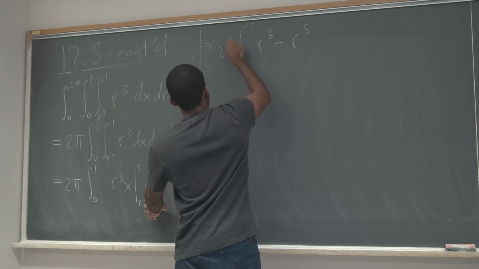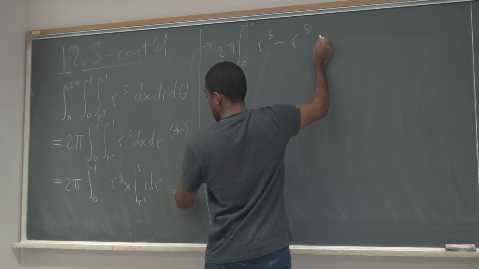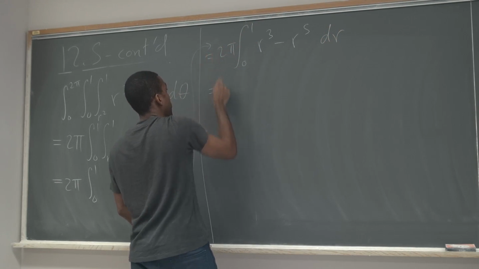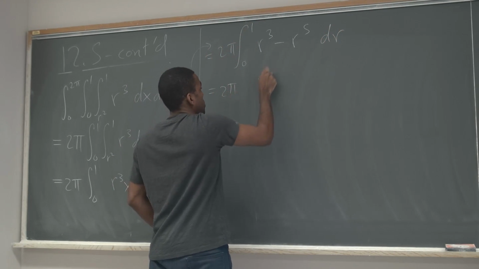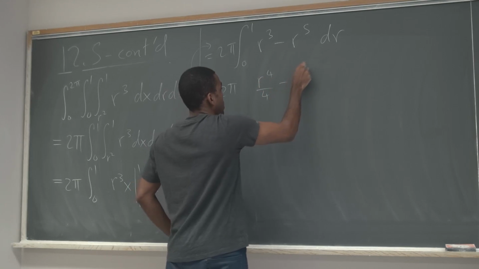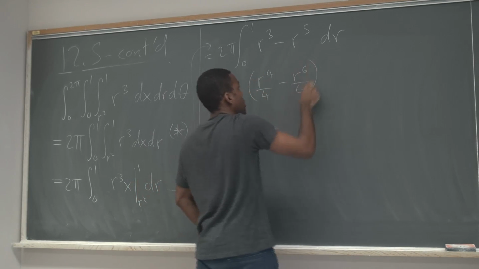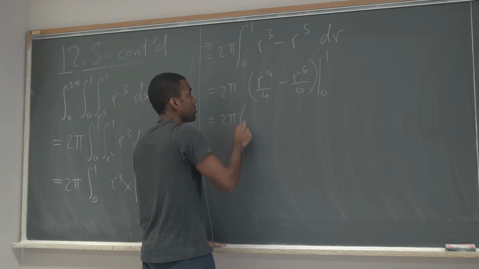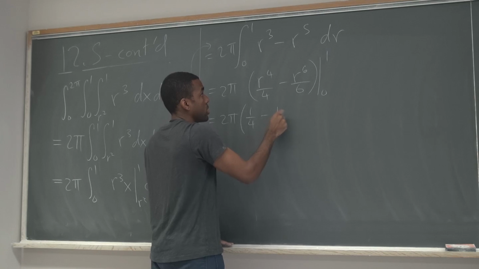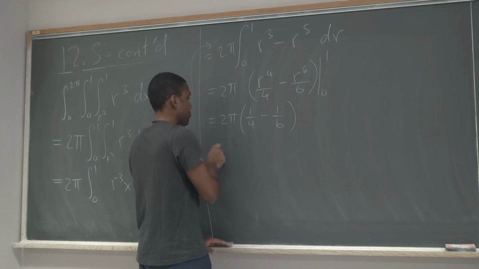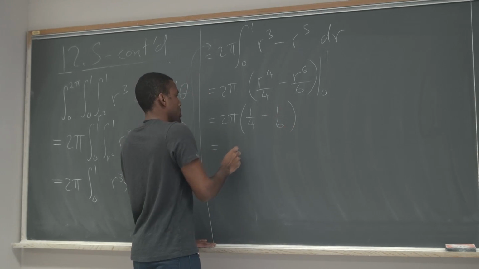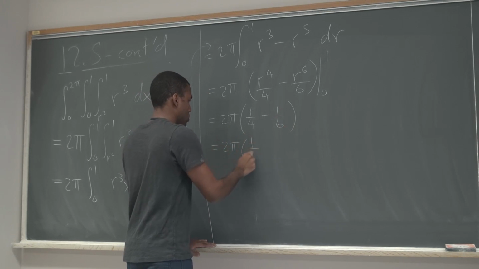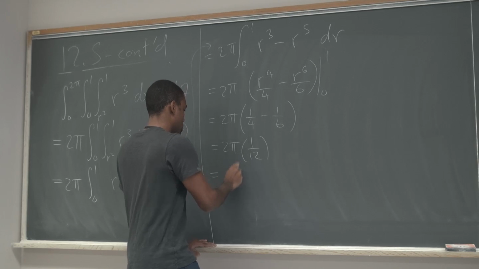0 to 1, 2 pi dr. Gives me r to the 4th over 4 minus r to the 6th over 6. One-fourth minus 1/6. What's that? 1/12? Yeah. So it's pi over 6.